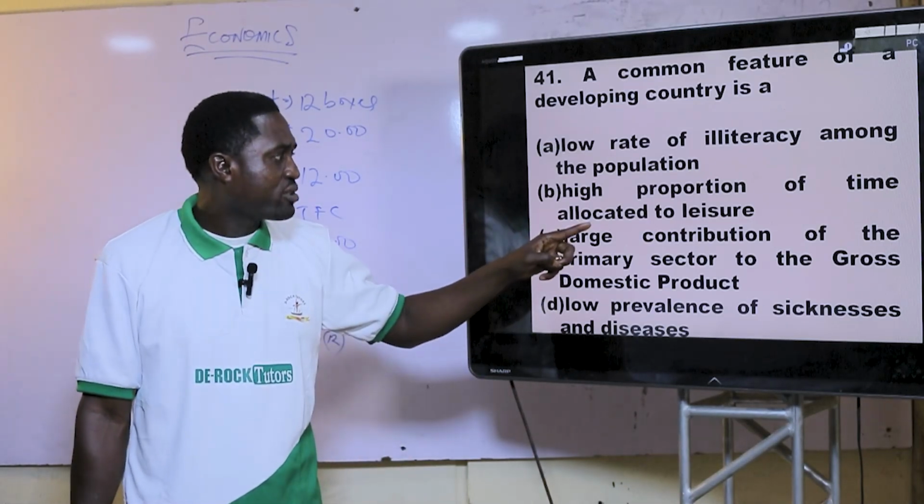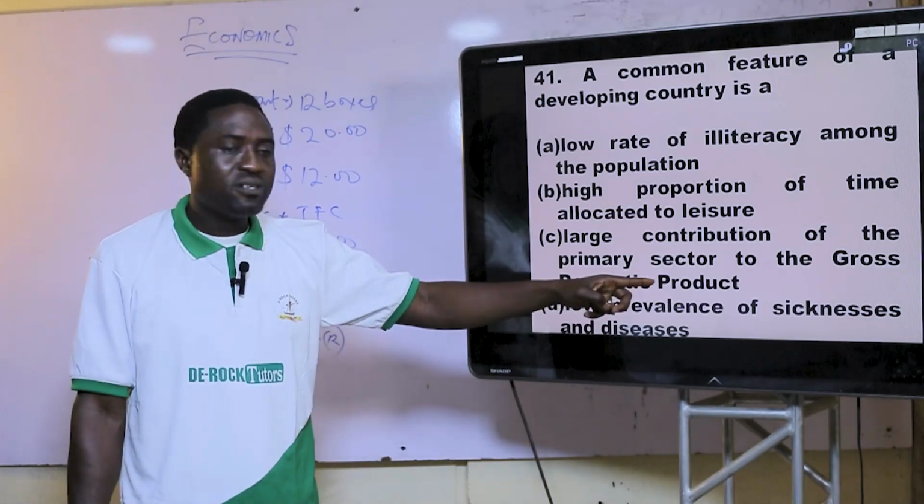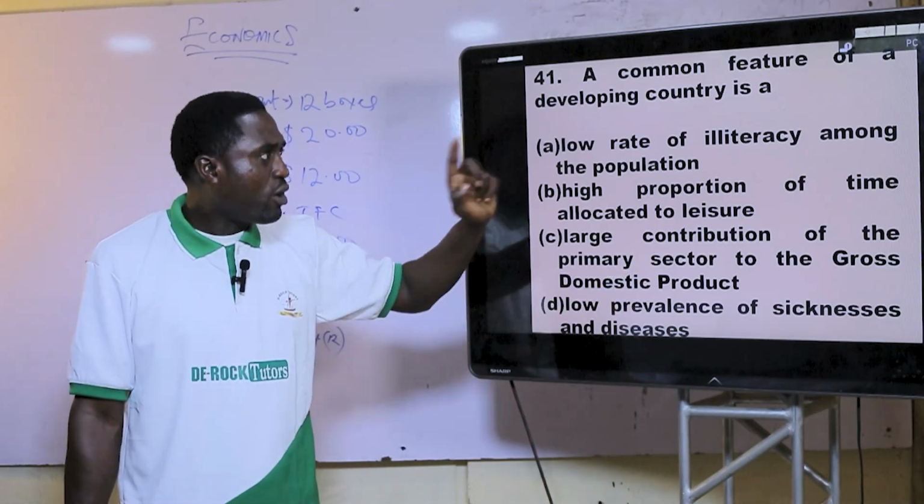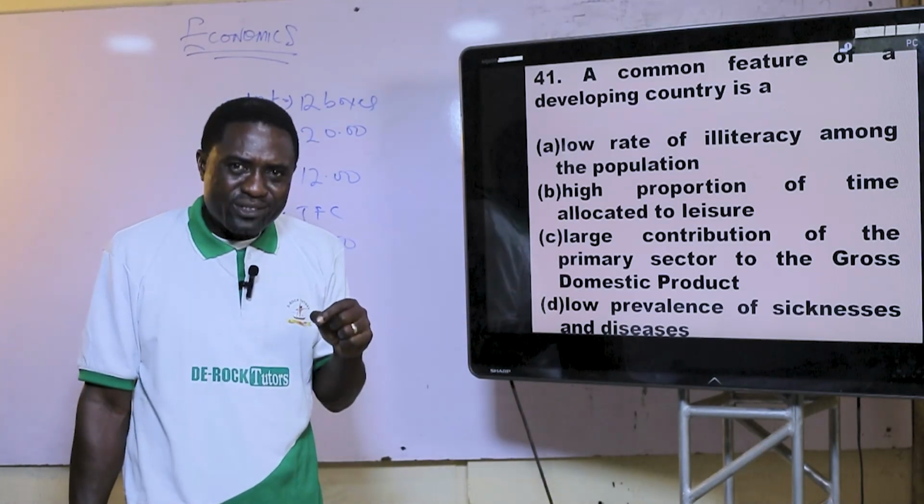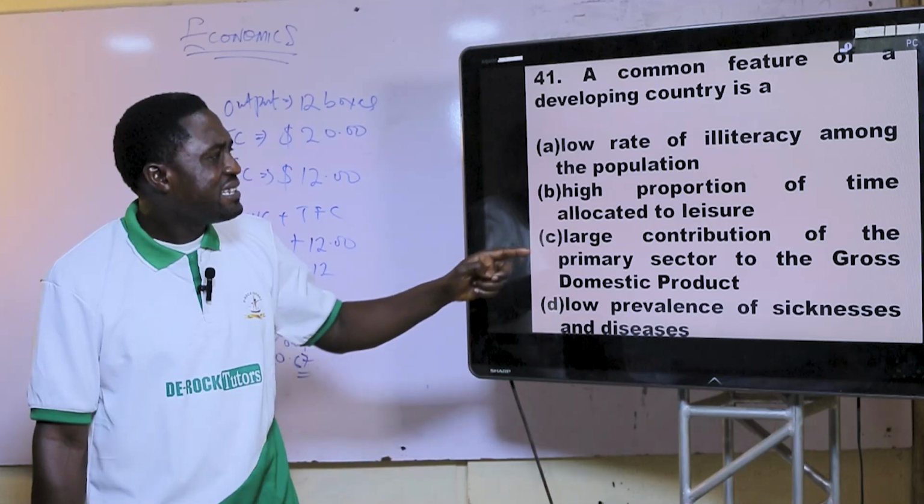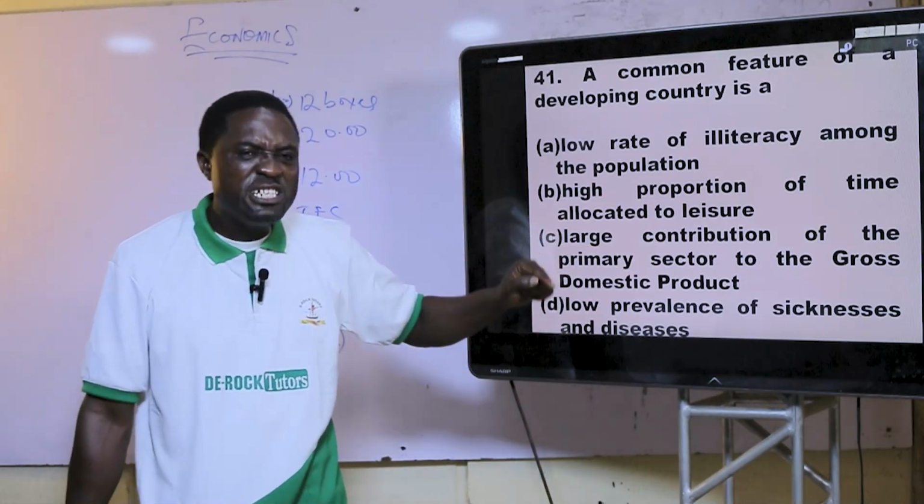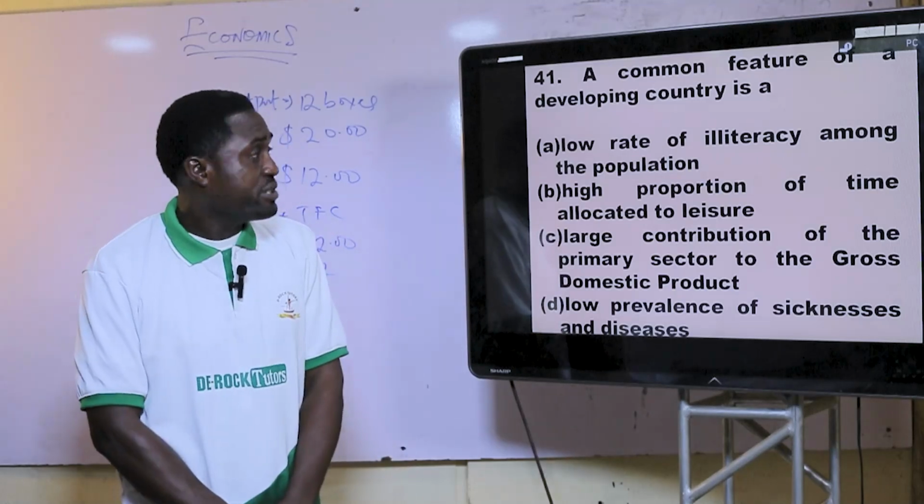High proportion of time allotted to leisure? No. Large contribution of the primary sector to the GDP. This is the perfect answer. A common feature of a developing country is a large contribution of the primary sector, not the tertiary sector, because it is developing. So there is a large contribution of the primary sector to the GDP of that particular country. The next question.